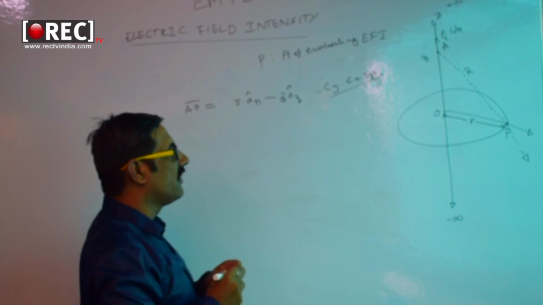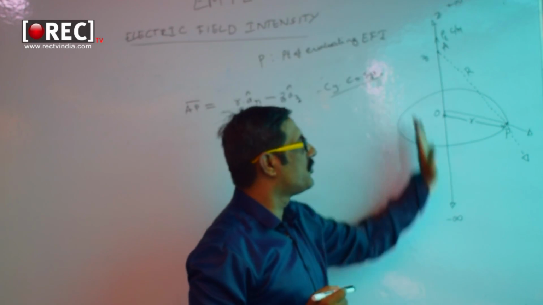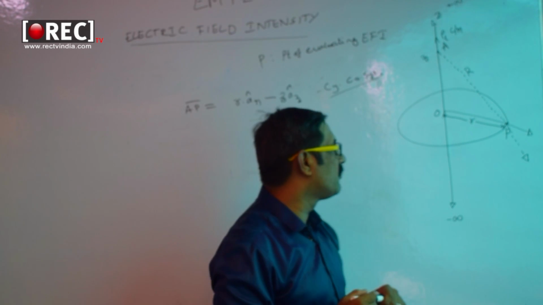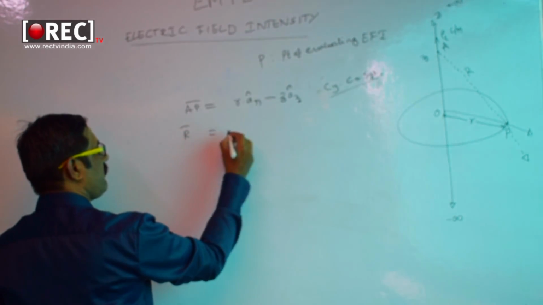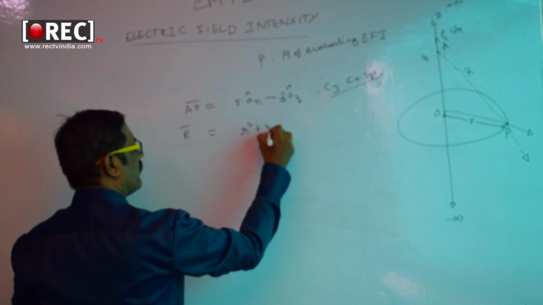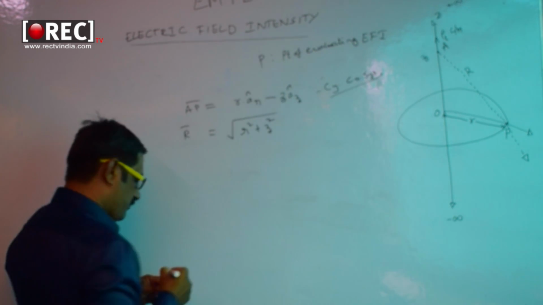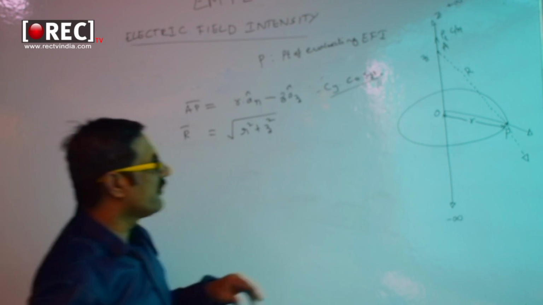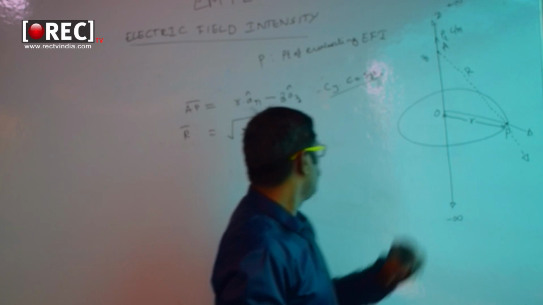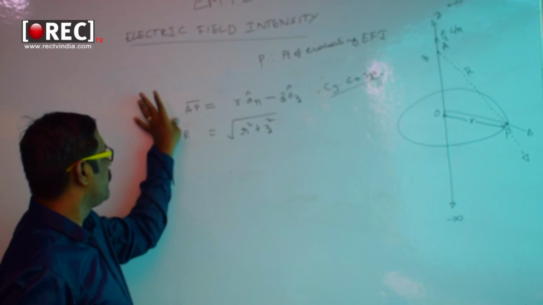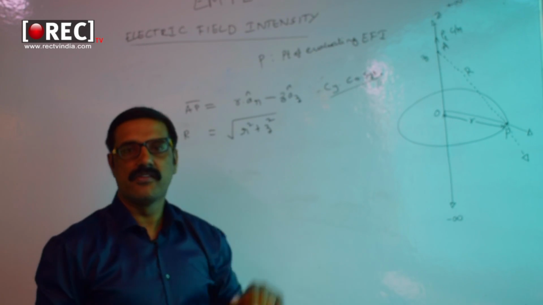Next, coming to the distance between point P and the distribution. What is the distance between the point P and distribution? If you observe, capital R is the square root of R square plus Z square. Why should it be the square root of R square plus Z square? Because capital R is the distance between the point A and P. So its distance R can be simply the square root of R square plus Z square.